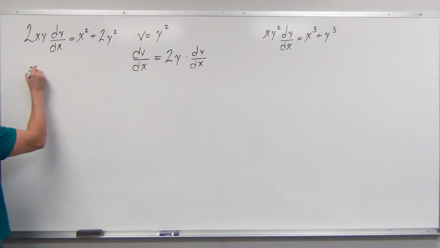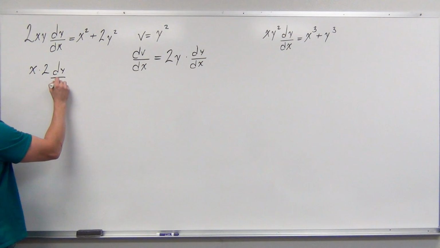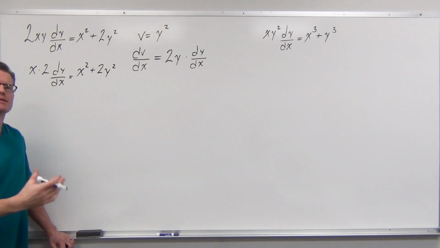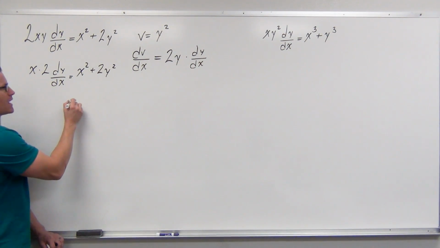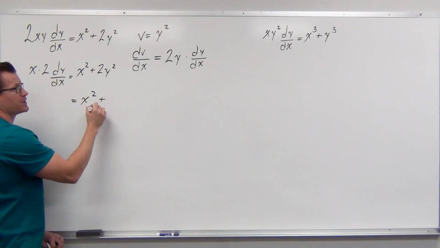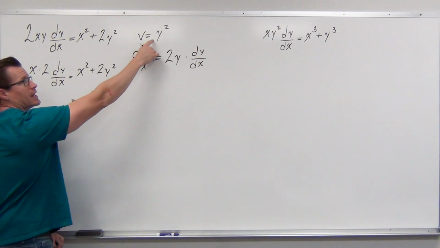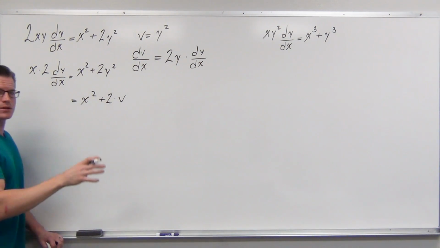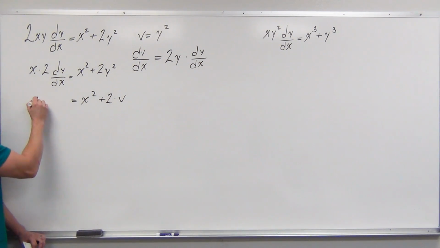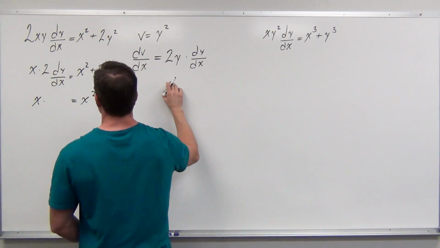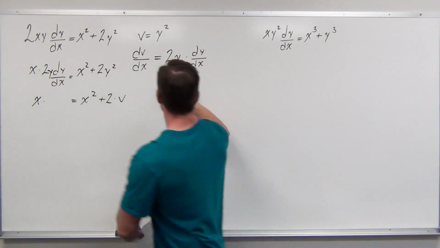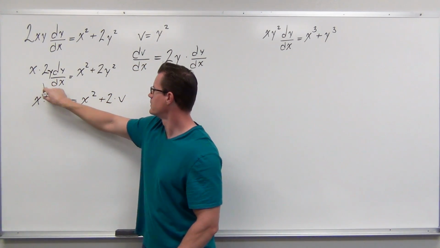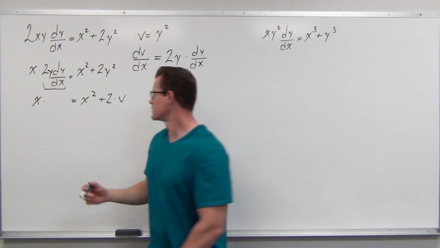So I'm going to write this as x times 2 dy dx, no problem. On the right-hand side, x squared plus 2y squared. And now we can see our substitution. Every instance of y is going to get wrapped up in some form of v. So x squared, leave it. The 2, hey, that's not part of your v. You need the 2. But y squared we replace with v. On the left-hand side, we still have the x, but 2y and dy dx, the 2, the y, and the dy dx, this whole thing here, that's dv dx.